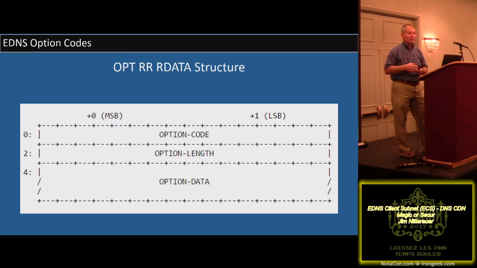In EDNS Client Subnet, it's option 8, but it could be 1 through 65,535. The length tells how many bytes are in the packet that it needs to look at, and then the option data, and I'll show you some examples of that. That's going to be the data that's specific for the RFC for that particular option.